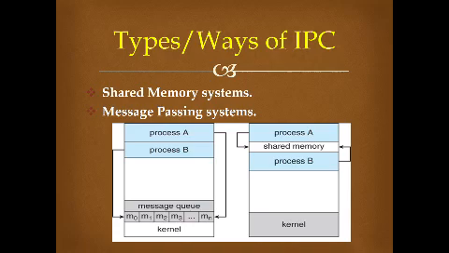Next, types or ways of IPC. Here we have mainly two types, shared memory system and message passing system. The diagrams below represent the processes involved in them. Like that, first we have process A and process B.